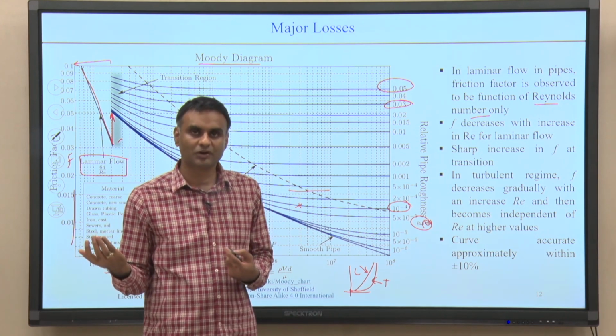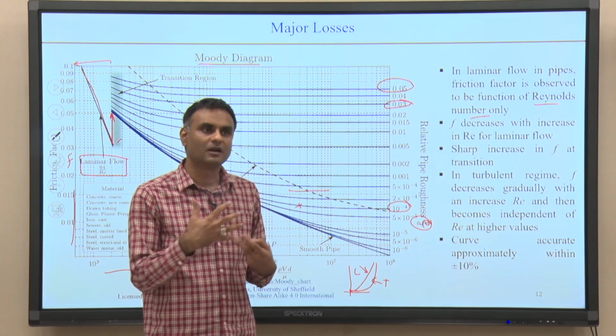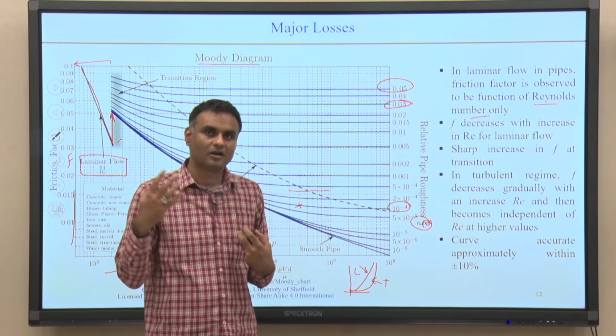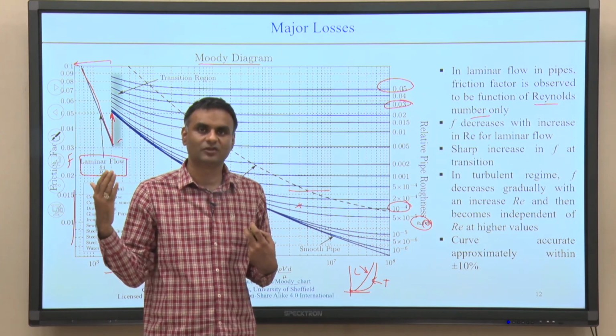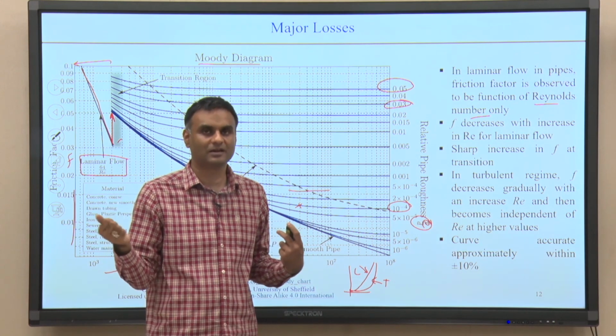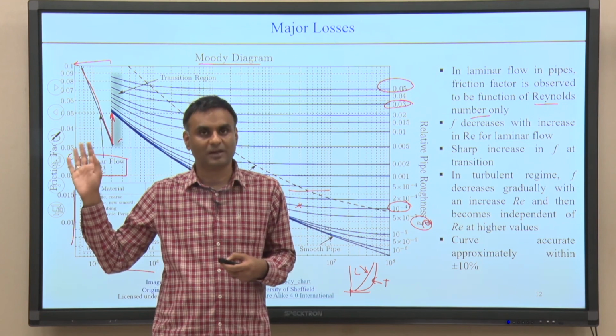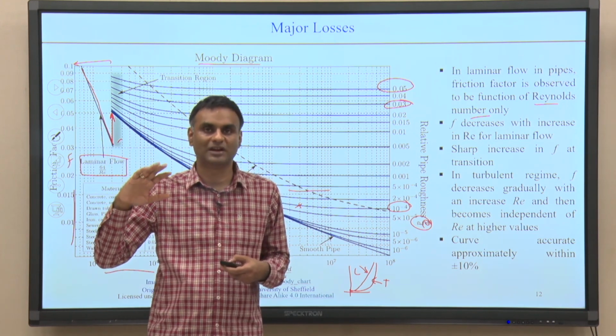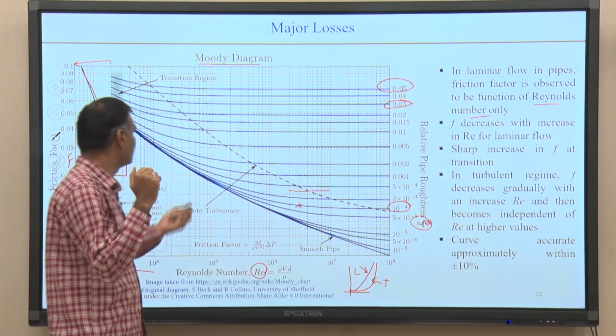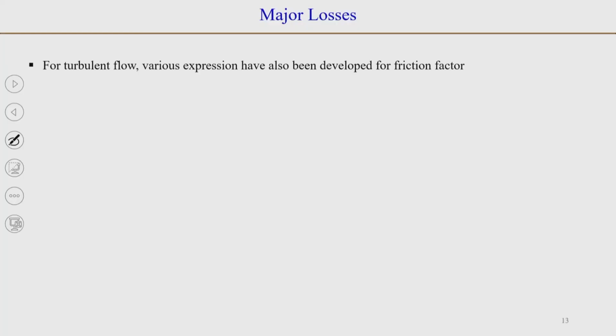Okay. So this curve could be used to calculate, but if you want to code it, if you want to write a code for major losses in a pipeline, then it will be easier to use some algebraic relationship. A few algebraic relationships we already have for laminar flow. For turbulent flow, a few algebraic relationships have been developed which represent Moody's chart or friction factor.